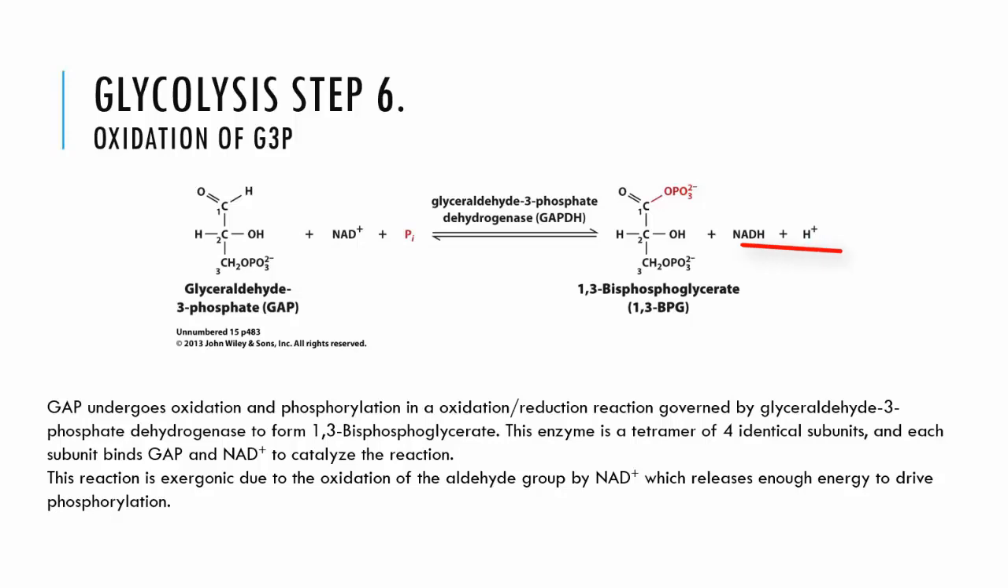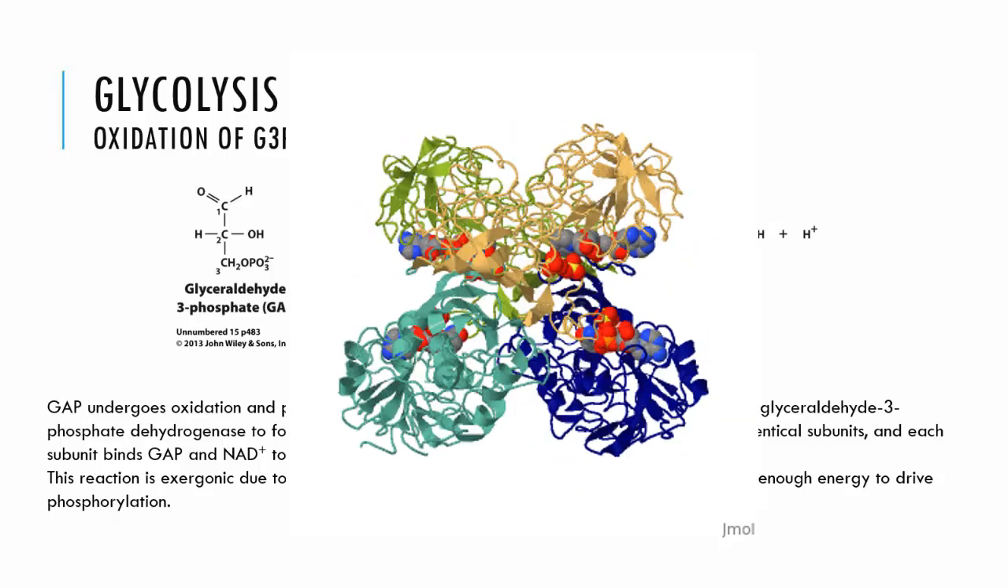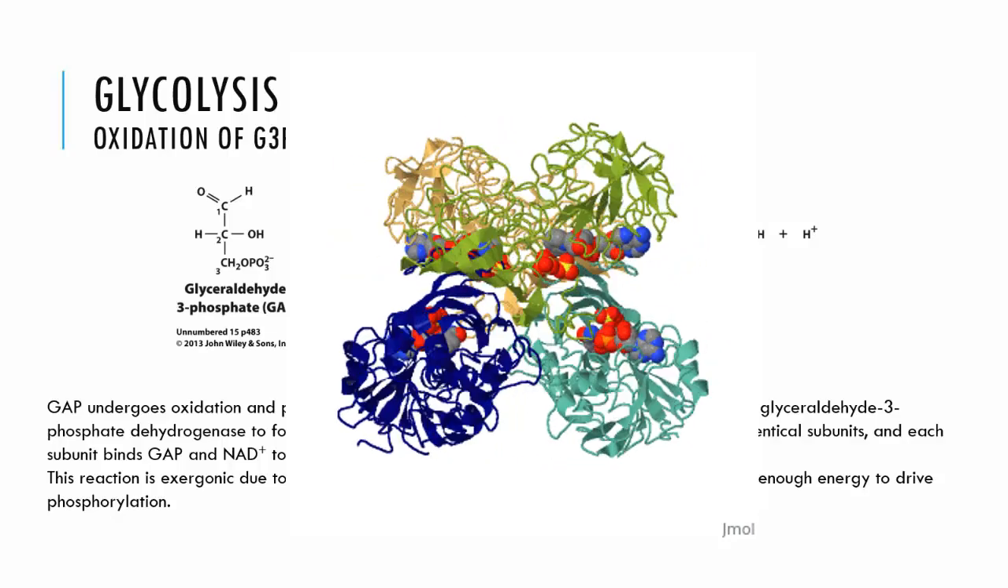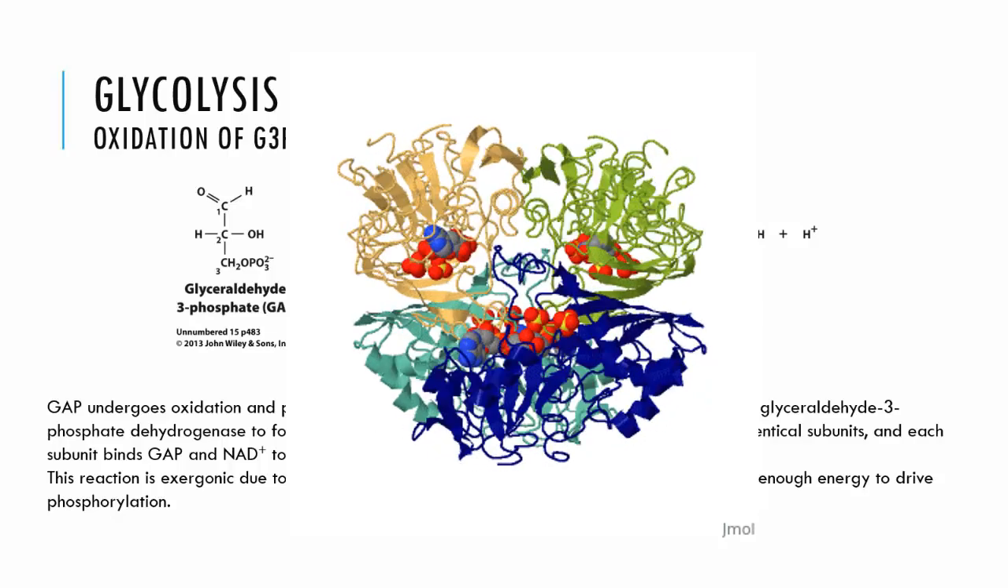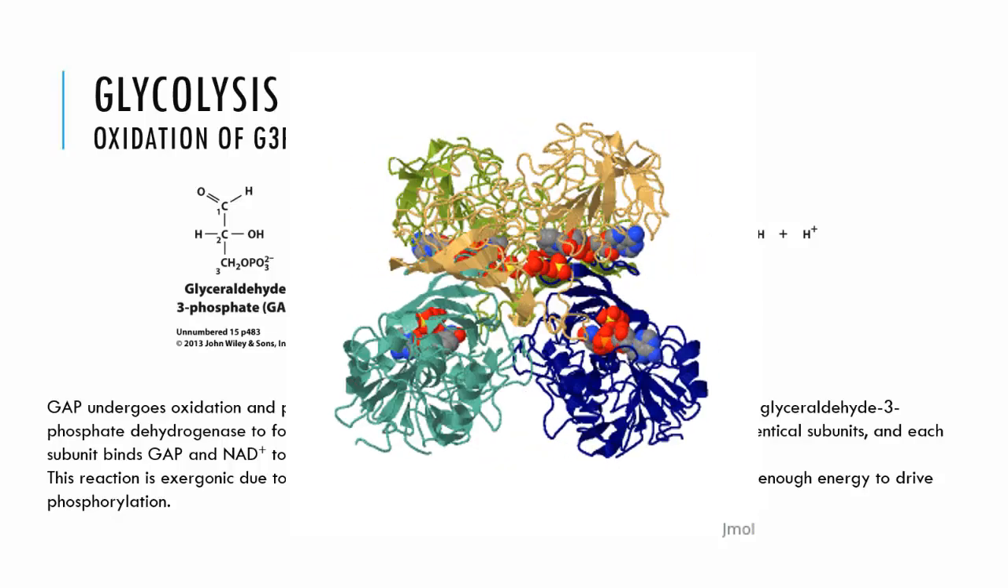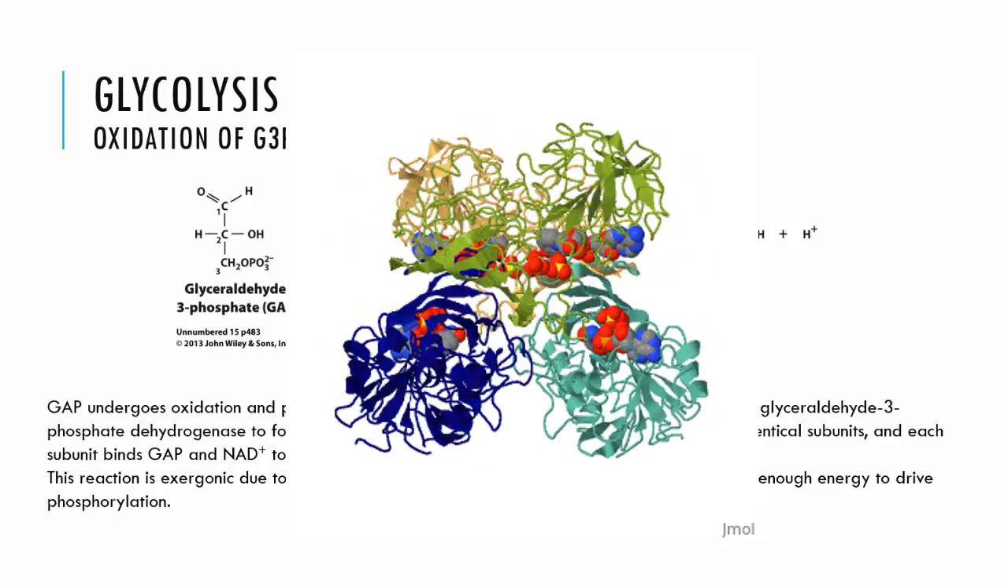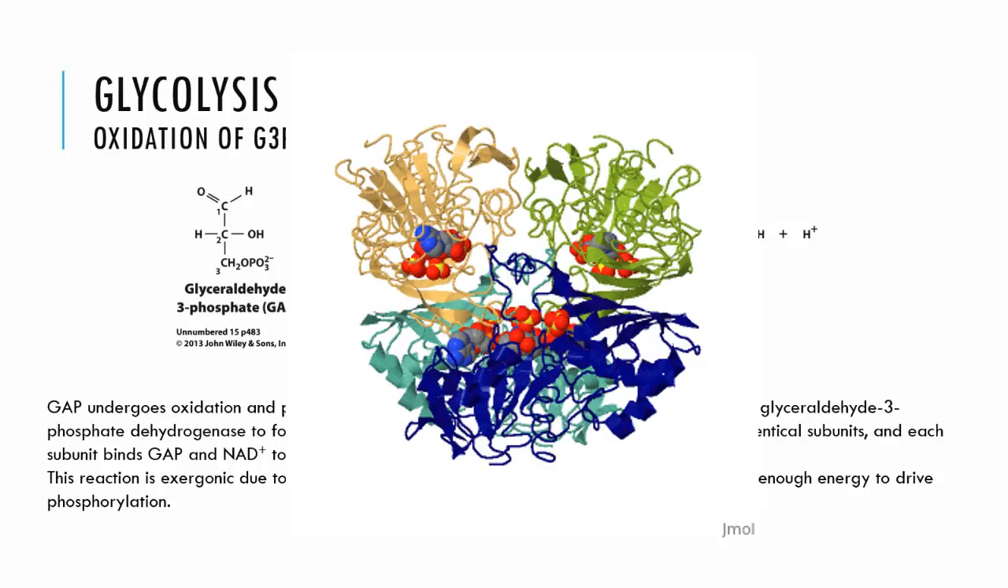This reaction is exergonic due to the oxidation of the aldehyde group by NAD+, which releases enough energy to drive phosphorylation of GAP. As an interesting side note, the enzyme in this reaction, GAPDH, is a tetramer of 4 identical monomeric subunits, and each subunit can bind GAP, NADH, and phosphate, allowing this enzyme to reach high catalytic efficiency and turnover compared to enzymes that can only perform one reaction at a time.